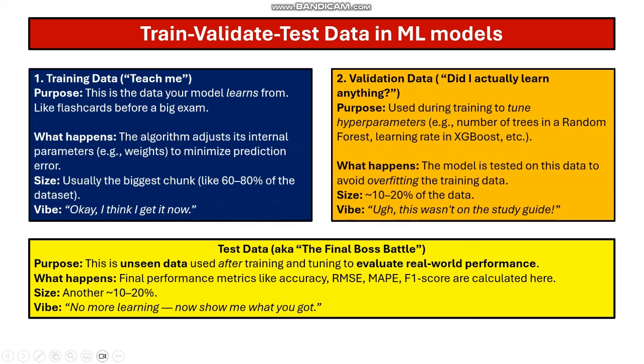So the first thing, whenever you are working with these data sets, what's the purpose of the training data set? You're using this training data set to teach your model. Basically, your model is learning from this training data set, and after learning, the different algorithms are just adjusting their internal parameters. For example, we may call them weights, to minimize the prediction error, and the size is usually 60 to 80% of the data set.